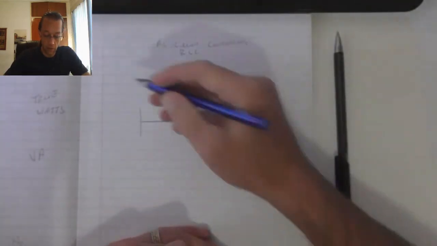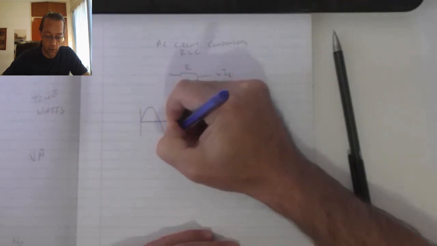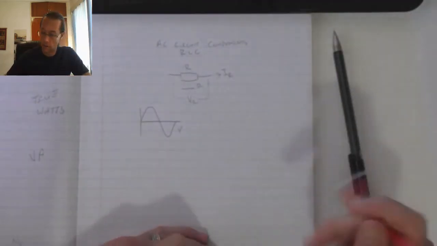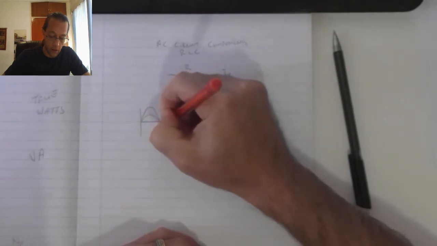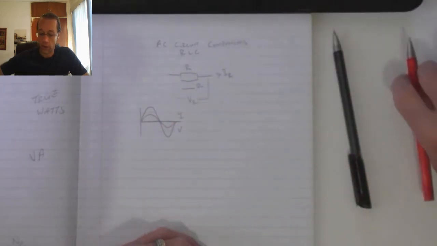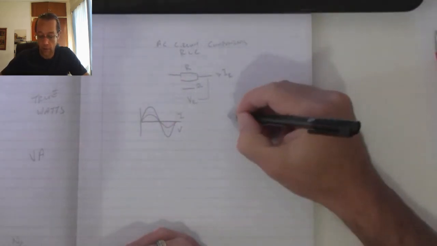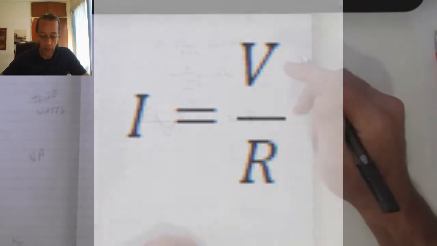So if I take my resistor and I apply a sine wave as a voltage onto the resistor, I will get a sine wave as a current on my resistor. We also know that the current flow in the resistor is equal to the voltage across the resistor divided by the resistance of the resistor.